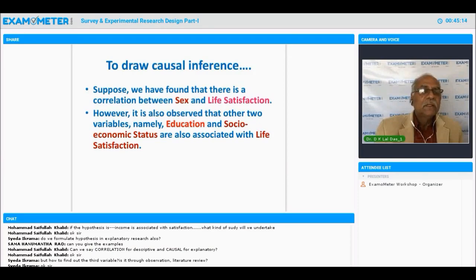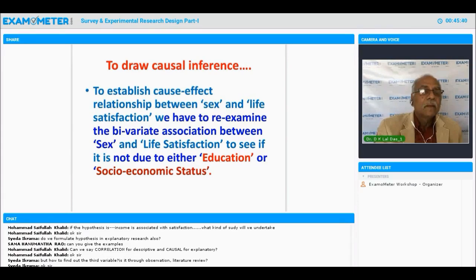Now the example is, suppose we have found that there is a correlation between sex and life satisfaction. However, it is also observed that other two variables, namely education and socio-economic status, are also associated with life satisfaction. To establish cause-effect relationship between sex and life satisfaction, we have to re-examine the bivariate association between sex and life satisfaction to see if it is not due to either education or socio-economic status.